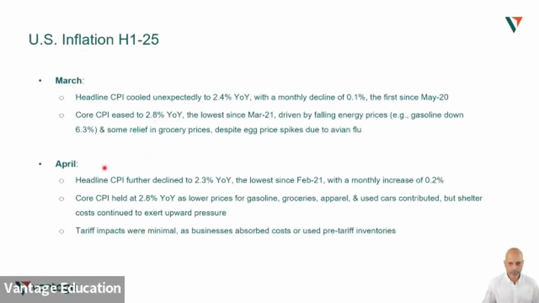Now moving over to April, headline CPI eased further, declining to 2.3% year over year, the lowest level since February 2021, while the monthly increase saw gains of 0.2%. Core CPI remained unchanged at 2.8% as lower prices for gasoline, groceries, apparel, and used cars contributed, but shelter costs continued to exert upward pressure. At this point in time, in April, tariff impacts were minimal as businesses absorbed the additional cost or used pre-tariff inventories.